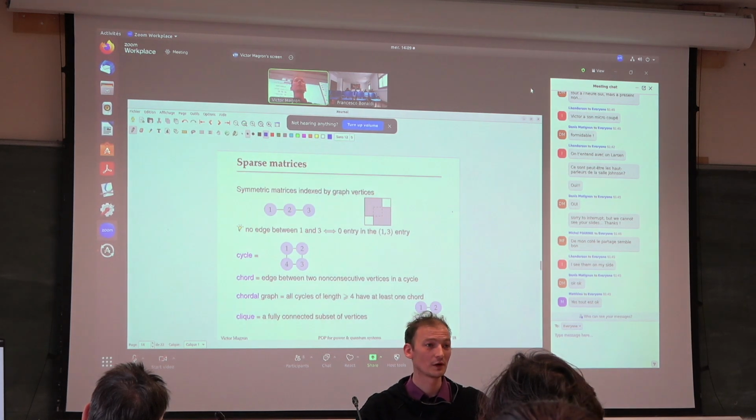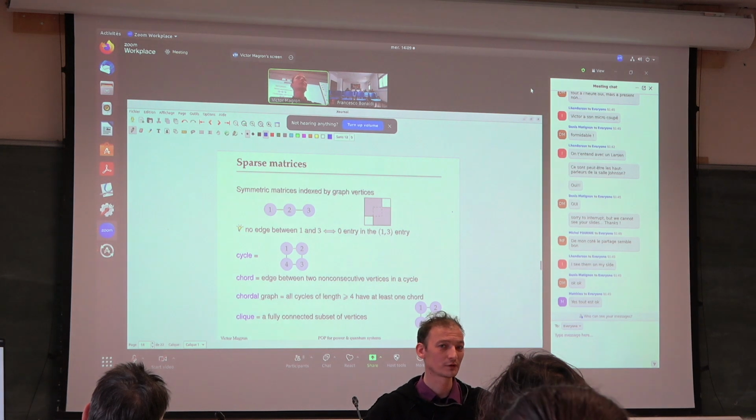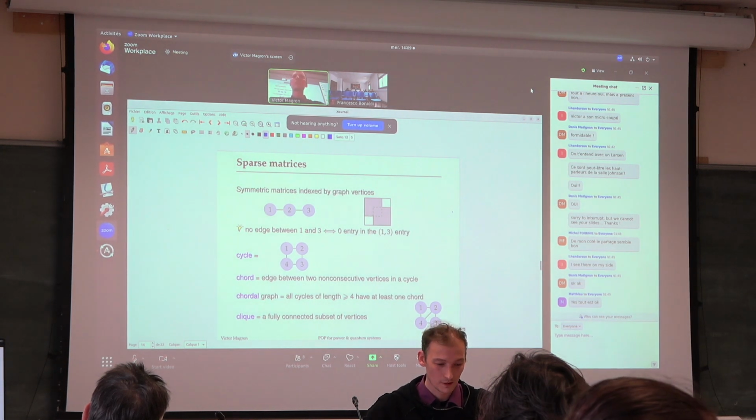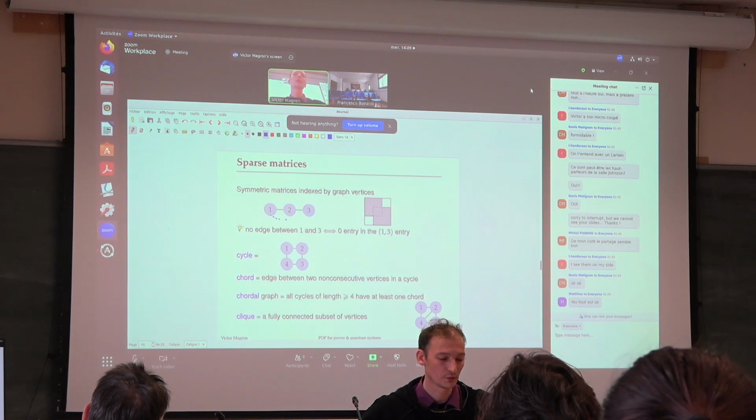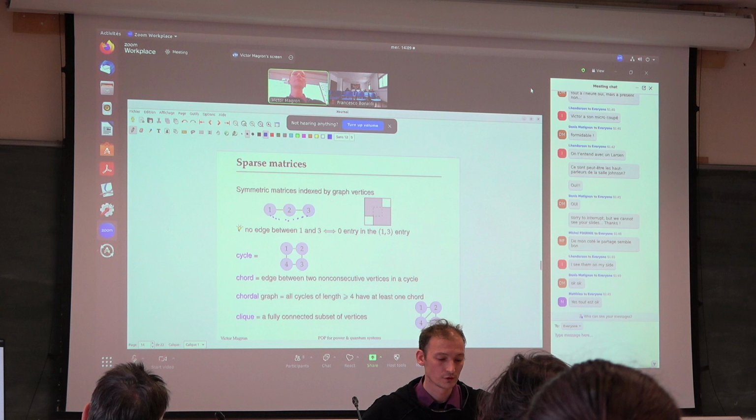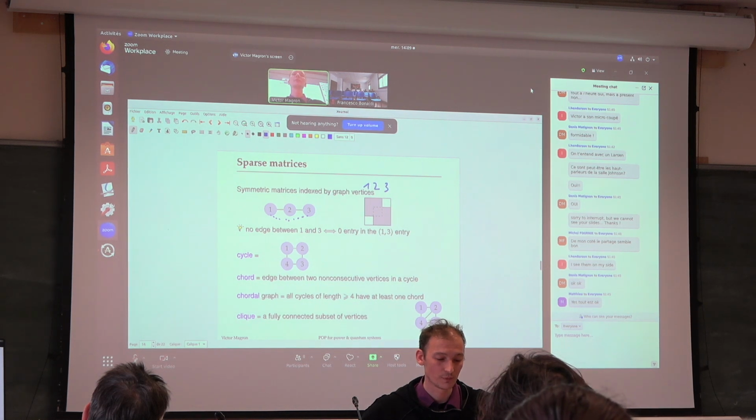So before talking about sparse polynomials, I will talk about sparse matrices. So basically, if you have a symmetric matrix, you can index it by graph vertices. So you can say that the support of a matrix is a graph. So what does it mean to be supported by a graph? It means that you connect your graph with edges. And so for instance, here I have no edge between 1 and 3. So in this matrix indexed by the graph vertices, here I have 0.